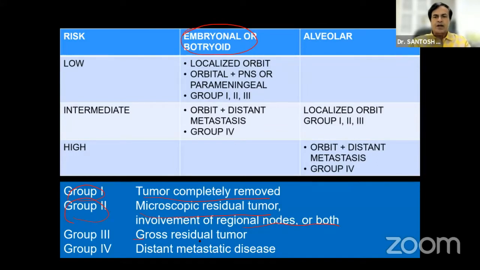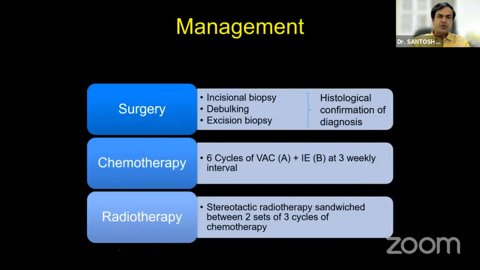And group 3 is gross residual tumor, and group 4 is distant metastatic disease. But in the orbit, we have to be careful, in an attempt to completely remove the tumor, we should not have damage to the extraocular muscles or loss of vision. So surgery could be incisional biopsy alone in a situation where the tumor is in a crucial location, debulking or excision biopsy, followed by histopathological confirmation of the diagnosis.